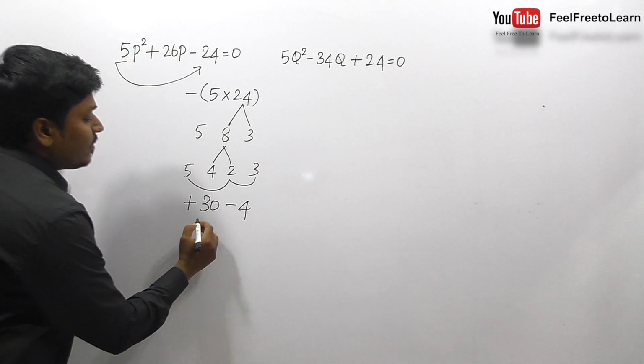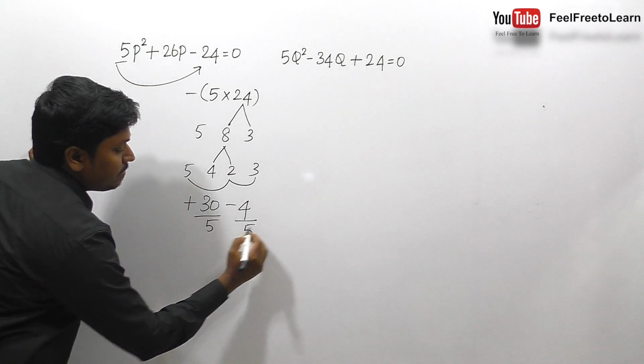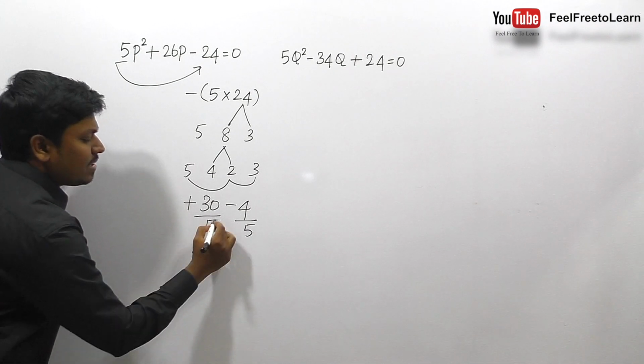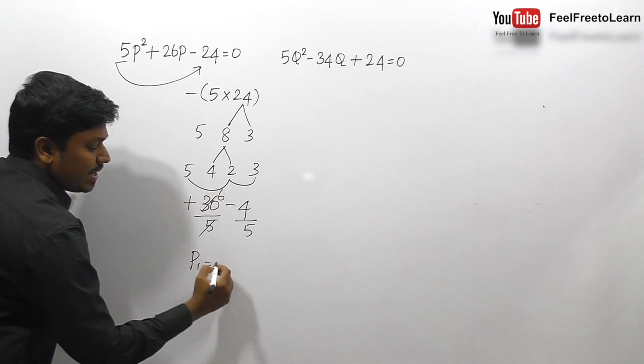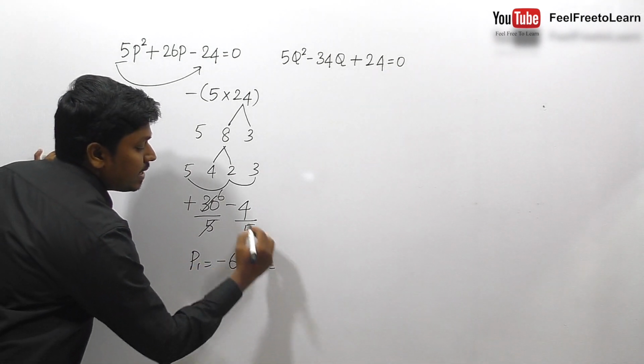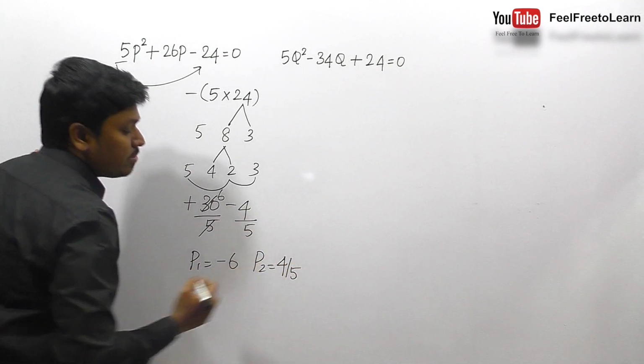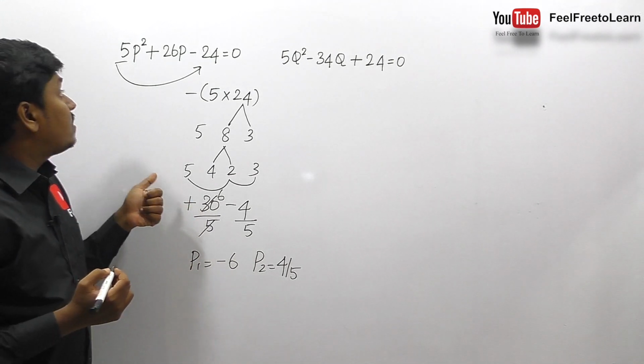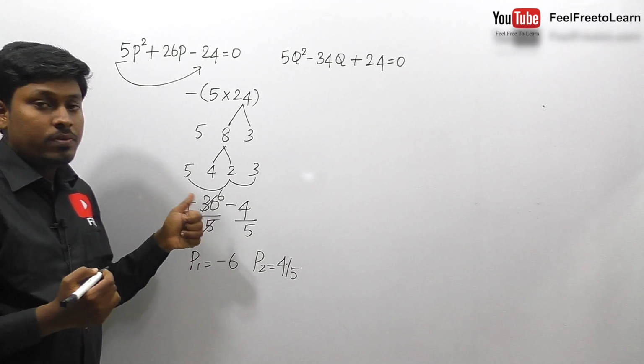Before p square, we have a constant 5. So divide by 5 and divide by 5. So finally for p1, I think we can cancel this six times. So here it is plus 6, but while writing it should be minus 6. And p2, here it is minus 4 by 5, but while writing it should be plus 4 by 5. So finally we found the factors: p1 is minus 6 and p2 is 4 by 5.